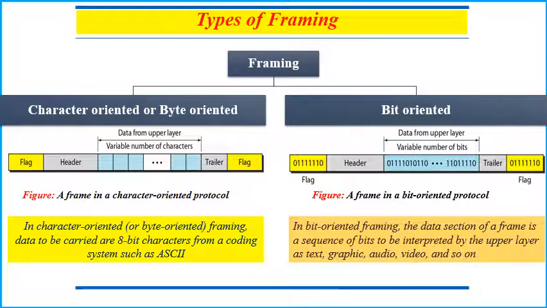The next type of framing is bit-oriented framing. Here, the data section of a frame is a sequence of bits to be interpreted by the upper layer as text, graphics, audio, video, and so on. Here, instead of character stuffing, bits will be stuffed into the data block and it is sent over the network.